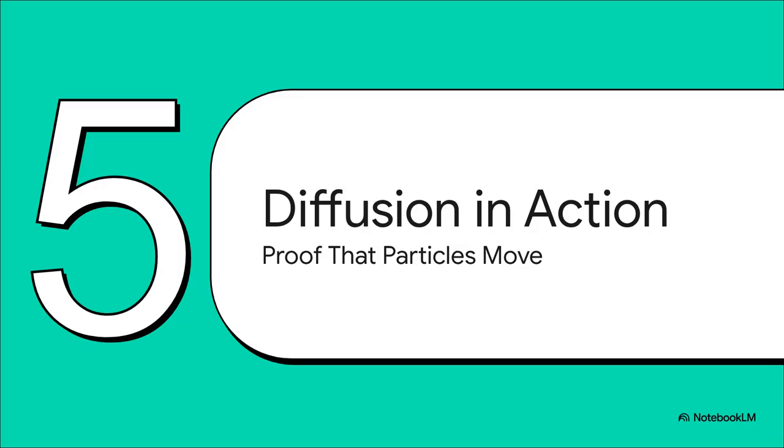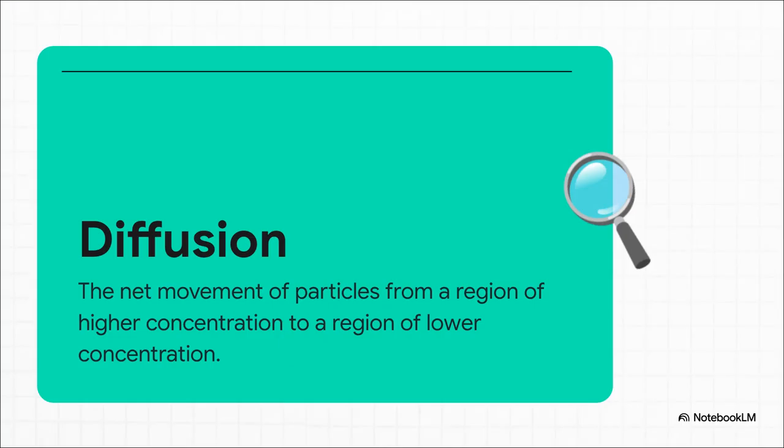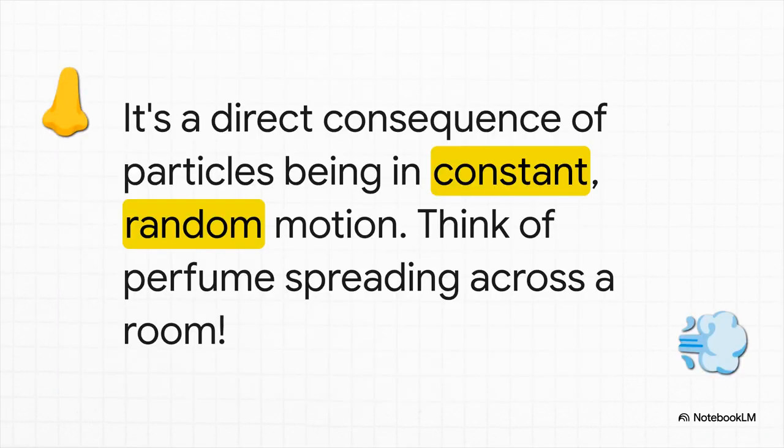Okay, last section. Let's talk about the absolute best proof we have that particles are always moving, even when we can't see a thing. It's a process called diffusion. So what is diffusion? Put simply, it's just the natural movement of particles from a place where there's a lot of them, a high concentration, to a place where there are fewer of them, a low concentration. They just spread out. And the reason this happens, well, it goes right back to the very first thing we said. Particles are always in constant, random motion.